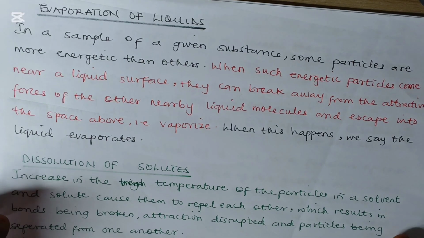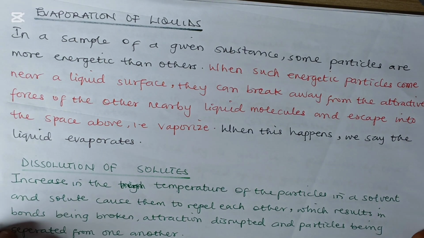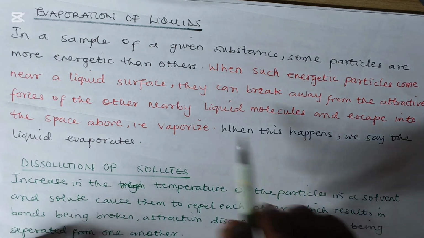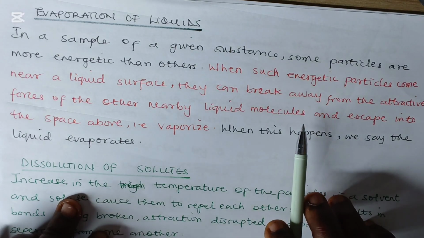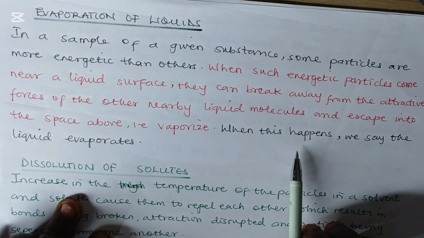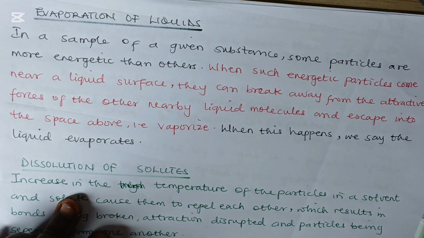Next one is evaporation of liquids. In a sample of a given substance, some particles are more energetic than others, especially when a liquid, for instance, is boiling. The particles gain kinetic energy, and when some of these energetic particles come near a liquid surface, they break away from the attractive force of the other nearby liquid molecules, and they escape into the space above. That is, they vaporize. When this happens, we say that the liquid is evaporating.